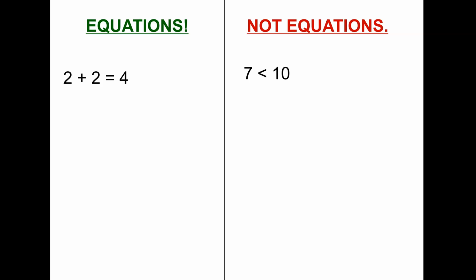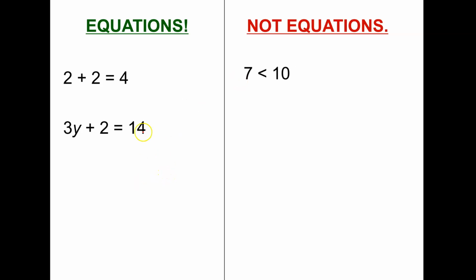Now, there is an element of algebra that we can do when we're talking about less than and greater than signs, but we're not going to get to that yet. For now, what we're looking for is an equal sign. If there is an equal sign, it's a solvable problem. If there's no equal sign, we can't solve it using algebra. 3y plus 2 equals 14.